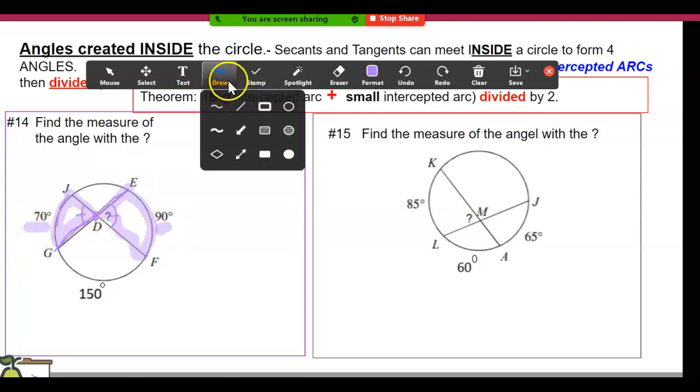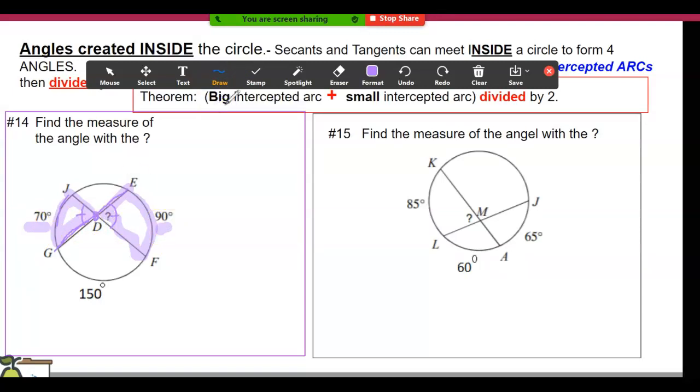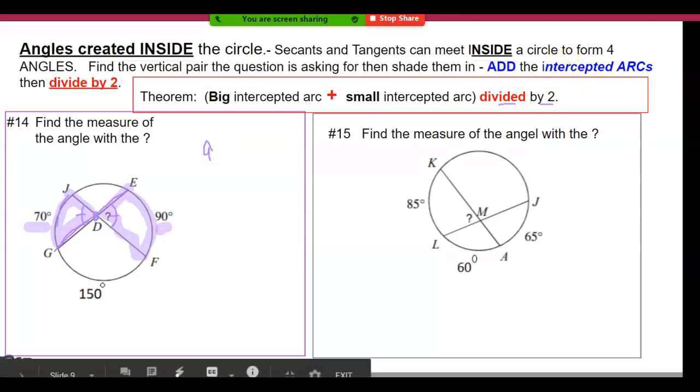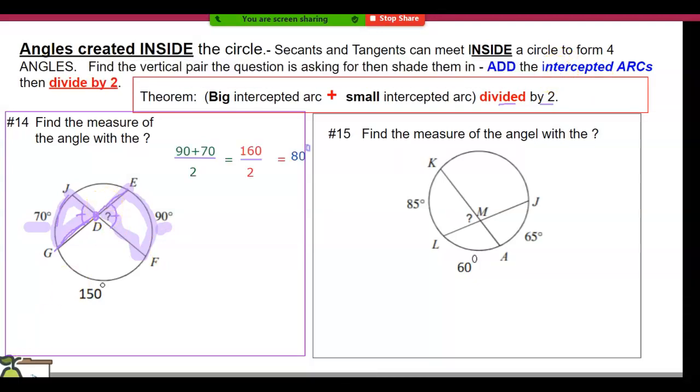I'm not going to subtract them like I did the other ones that were outside. I'm going to add them. So I'm going to add the big intercepted arc plus a small one. Then I'm going to still divide by 2. So it's the same exact thing we just learned, but you're going to add. So 90 plus 70 divided by 2. Go ahead and write that down and solve it and see what you get for the angle measure.